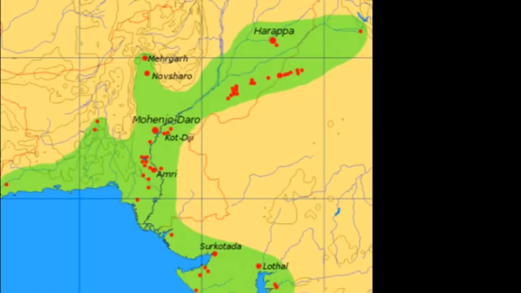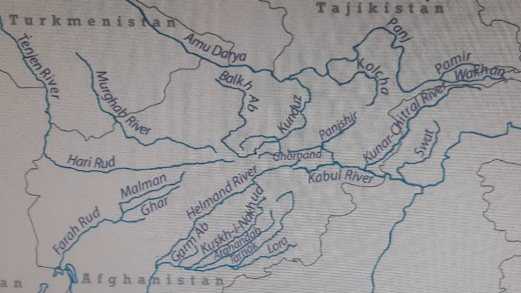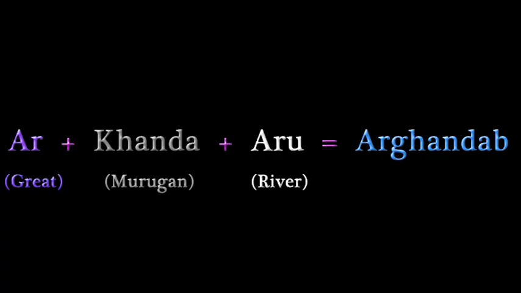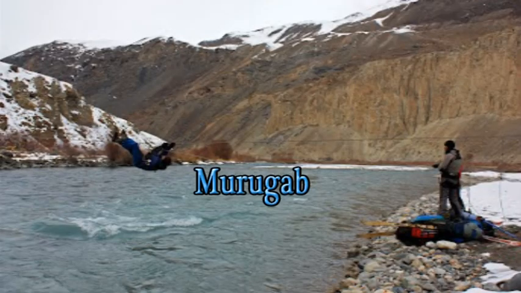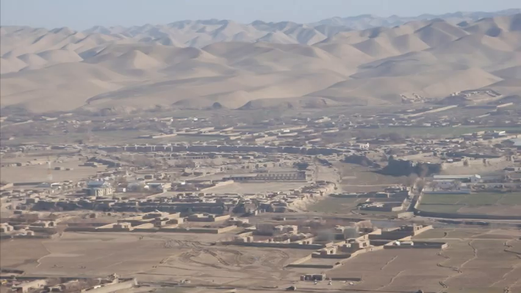Hence, it is very likely that the places in the Indus civilization were named after God Murugan of Lanka. To prove it further, there are two rivers flowing in Afghanistan called the Arghandab River and the Murgab River. Arghandab means Ar Kanda Aru. Here, Ar means great, Kanda is another name of Murugan, and Aru means river in Tamil. There is also a city on this river called Kandahar, the name of which originated from Kanda Aru, deforming to Kandahar.